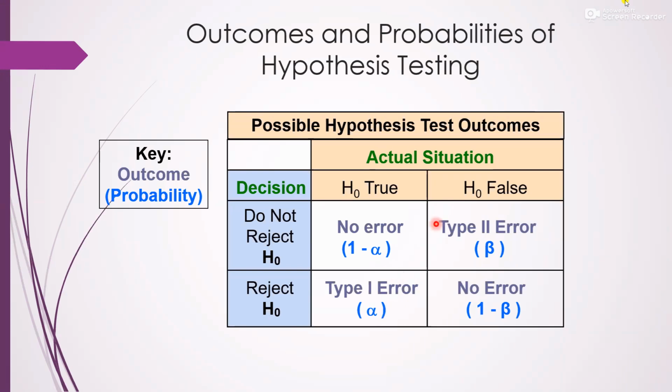So you have to understand the outcomes of the hypothesis decision and the actual situation. According to that, when two of the decisions occur, there are no errors. When the other two decisions occur, a type 1 error or a type 2 error may occur.